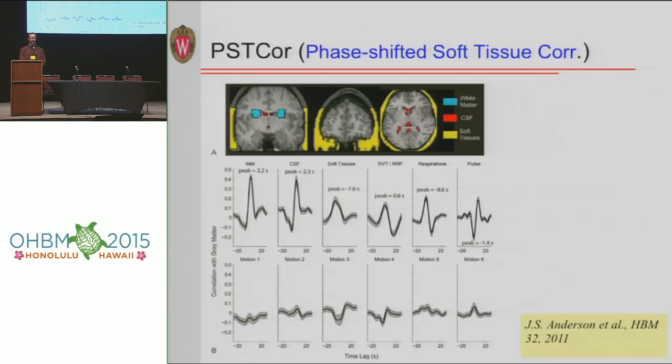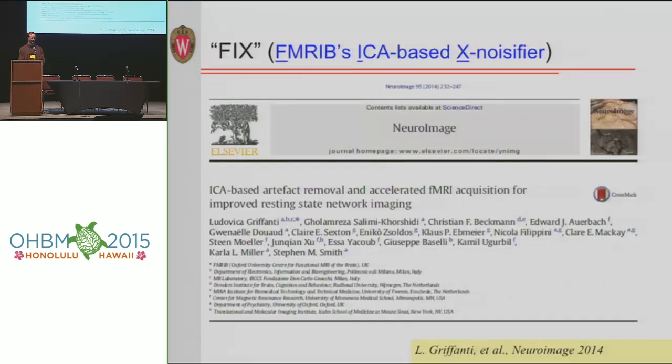People have suggested additional corrections, for example, using average signal from the soft tissues around the head as an additional nuisance regressor, and in addition also shifting these average white matter and average CSF signals to account for some of the latency differences relative to what you see in gray matter. So for example, this technique, PSTCOR from Jeff Anderson.